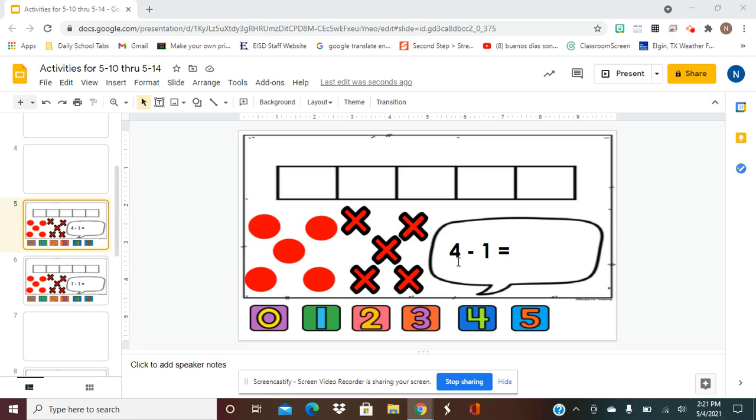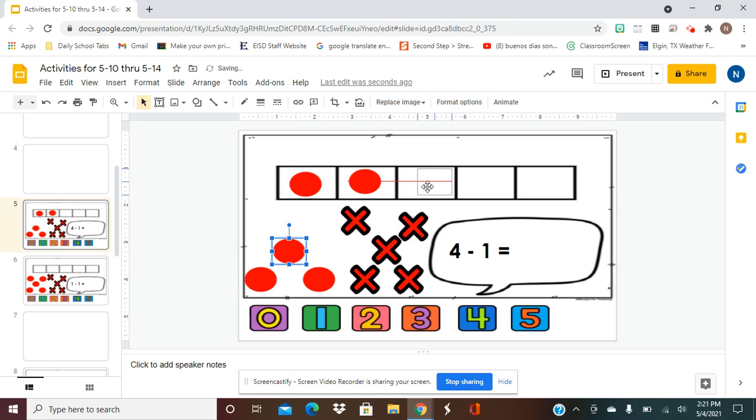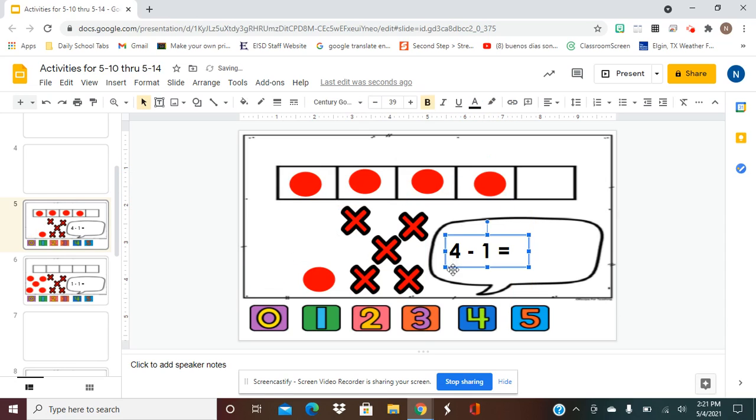So how many do we start out with? We start out with 4. So we're going to move 4 counters up here. 1, 2, 3, and 4. So we're starting out with 4, okay? Now remember, it says minus 1. So we're going to be taking away. How many do I take away? Minus 1 means that you take away 1.